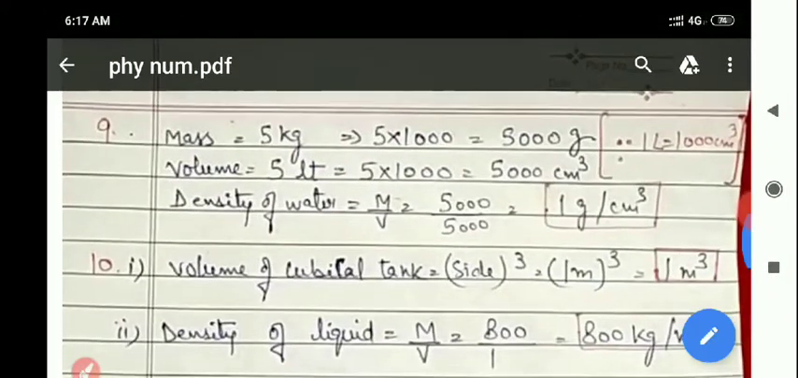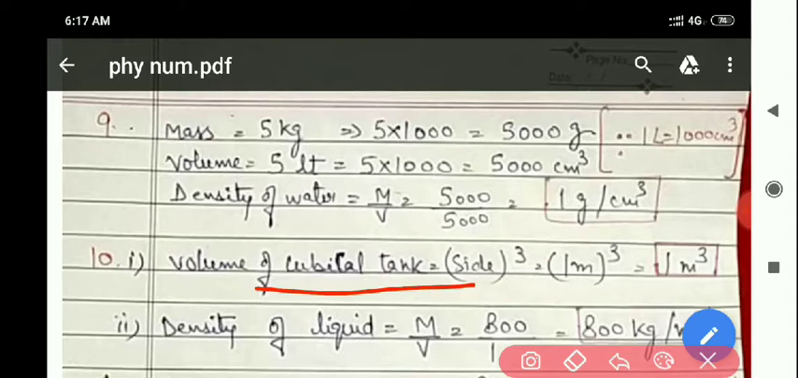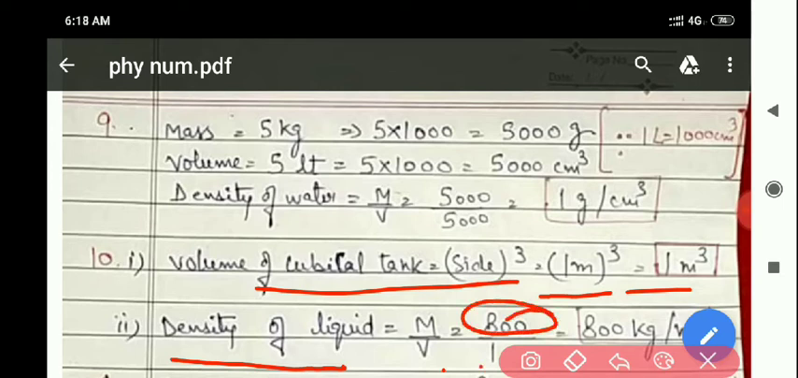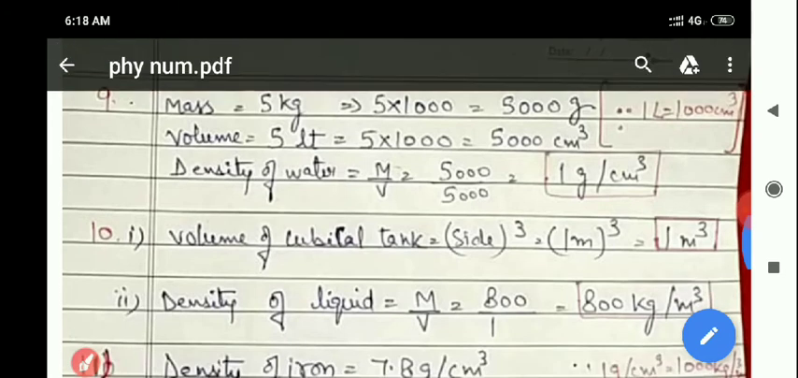See, volume of cubical tank, side cube, because we can calculate the volume of a cube by side into side into side. That is equals to 1 meter cube. Side is 1 meter, raised to power 3. That is 1 meter into 1 meter into 1 meter, that is equals to 1 meter cube. Now density of liquid, mass upon volume. Mass is 800. 800 upon 1, that is equals to 800 kg per meter cube. Okay.